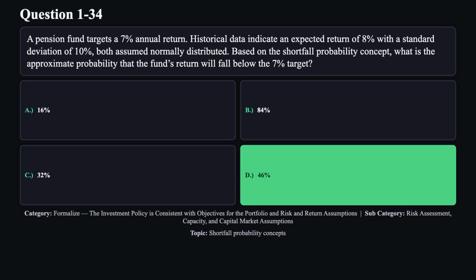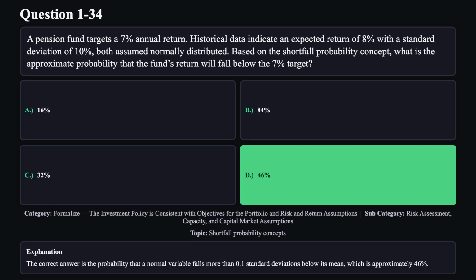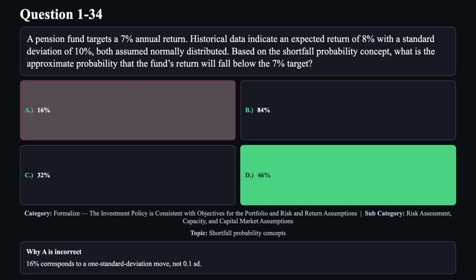The correct answer is D. The correct answer is the probability that a normal variable falls more than 0.1 standard deviations below its mean, which is approximately 46%. Reason A is not correct. 16% corresponds to a 1 standard deviation move, not 0.1 SD.